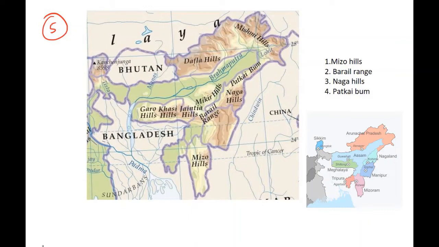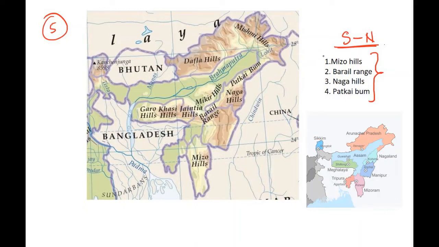So now let's say we are given the name of these hills and we are asked to arrange these from south to north, or north to south, whatever, south to north. Let's keep it south to north for now. Will we be able to do this?